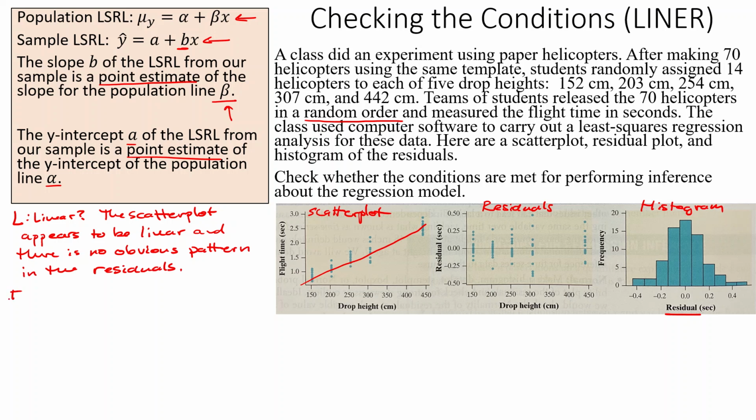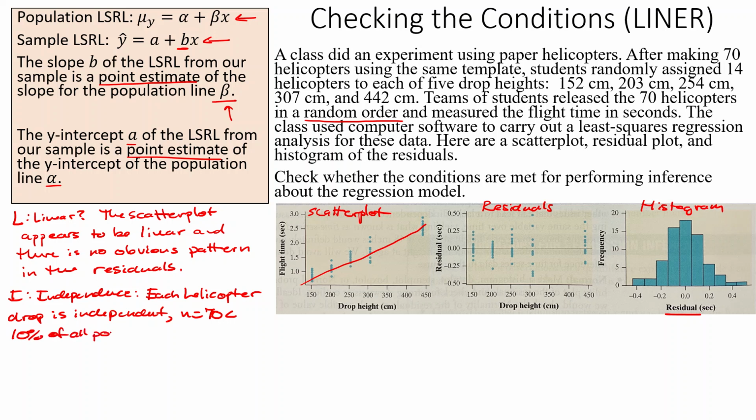All right, I, independence. Each drop is independent of each other drop. So each helicopter is independent. And n equals, how many times do we drop this? 70? It's definitely less than 10% of all possible helicopter drops.